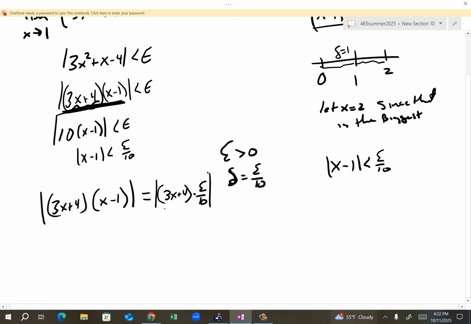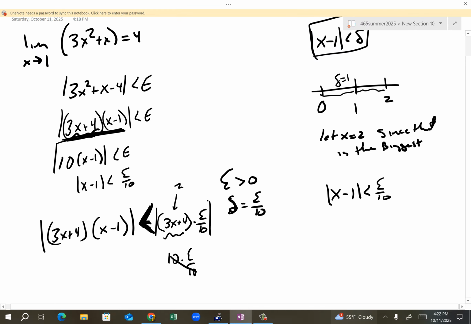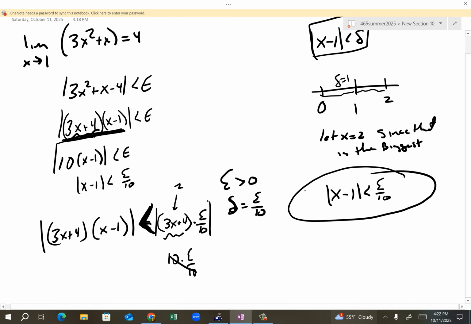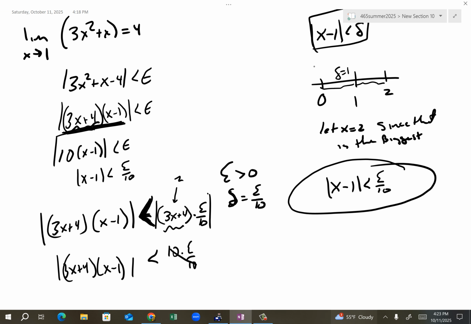Now, Groom, what did we say about this 3x plus 4? We said that the biggest it could ever be is if this x was 2. And so we plug that 2 back into there. What do we get? We get 10 times epsilon over 10. And lo and behold, this is a strictly greater than problem, and it's strictly greater than, again, because of this. Okay? And so because of that, we've proved that this is less than epsilon. Therefore, you prove the problem.